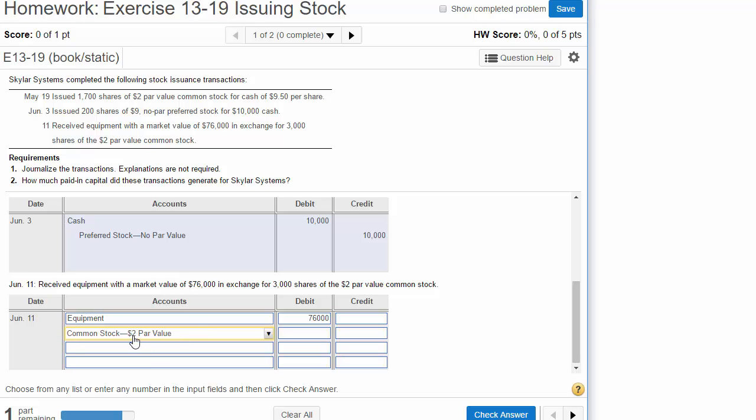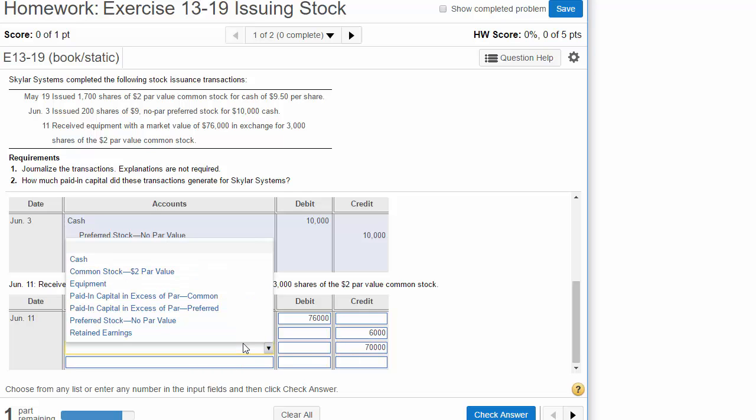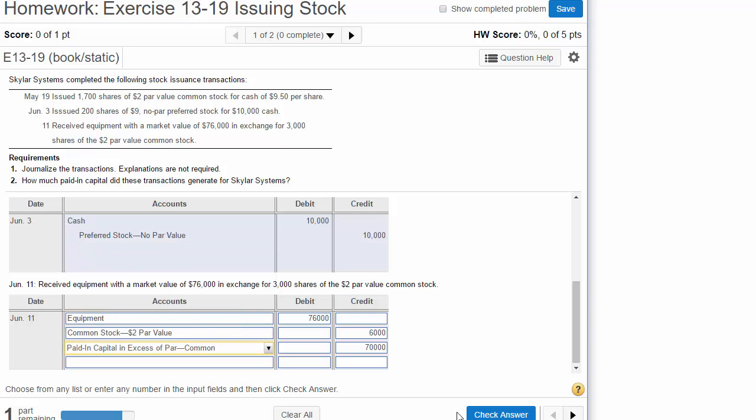So remember, the common stock account has to be recorded at par. So $2 par times the 3,000 shares issued gives us $6,000. Okay, and then the balancing amount, $70,000, has to go into the paid-in capital in excess of par common.